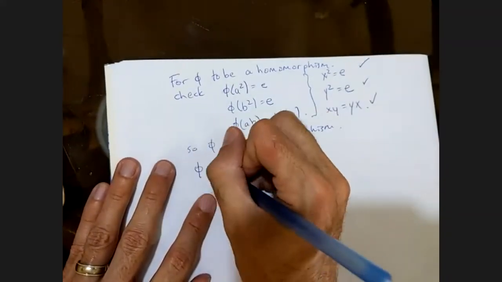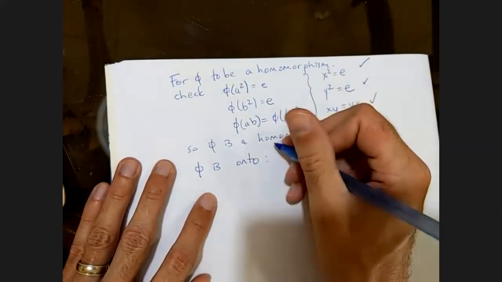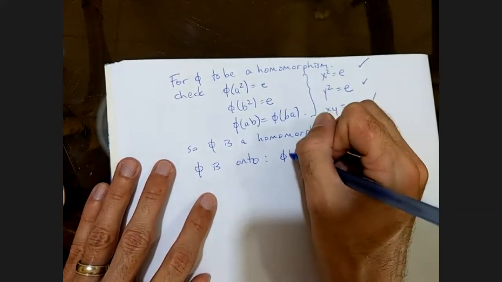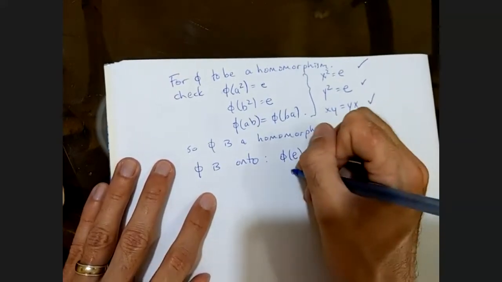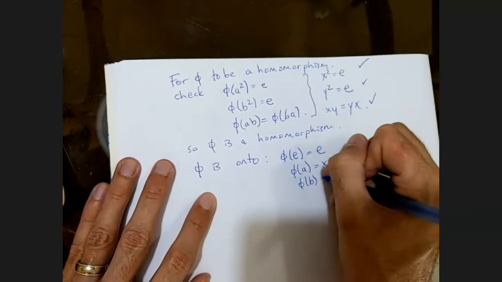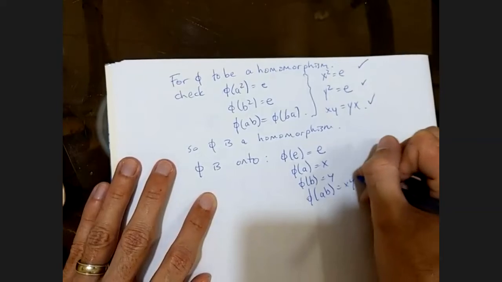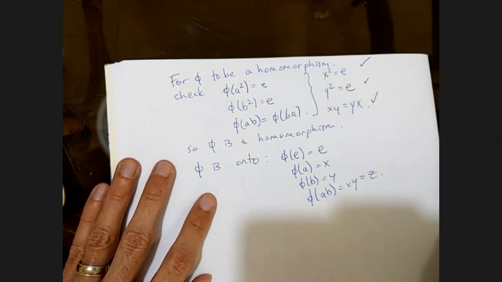Also, phi is onto, right? Phi of the identity is the identity. Phi of A equals X, phi of B equals Y, and phi of AB equals XY, which is Z. Okay, so phi is onto, phi is a homomorphism.